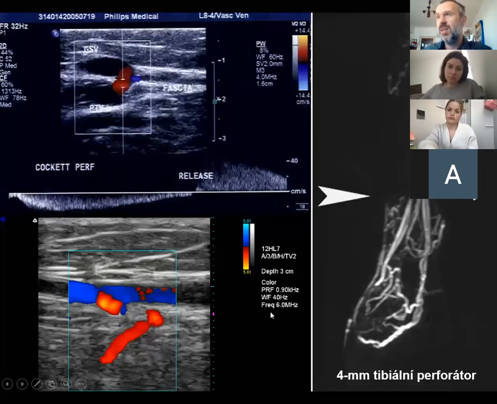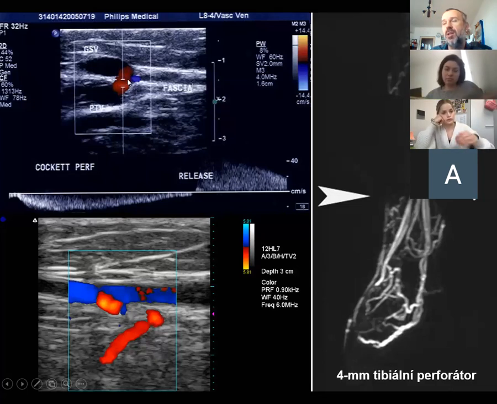So what you can see here is the ultrasound examination of the perforators. Here you can see a perforator which is very short between the great saphenous and posterior tibial vein, just piercing the fascia. Here is a different perforator. This is a muscle perforator. You can see how it's curved and it goes into the muscle and then into the deep vein. So this is the great saphenous, and here's a muscle.